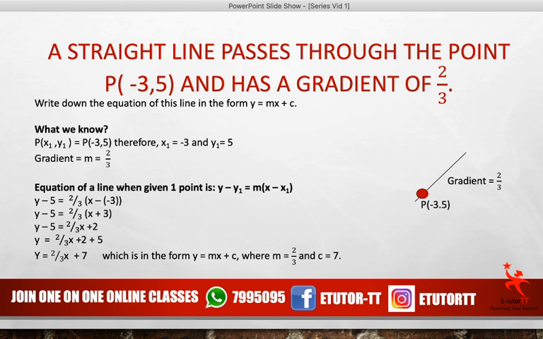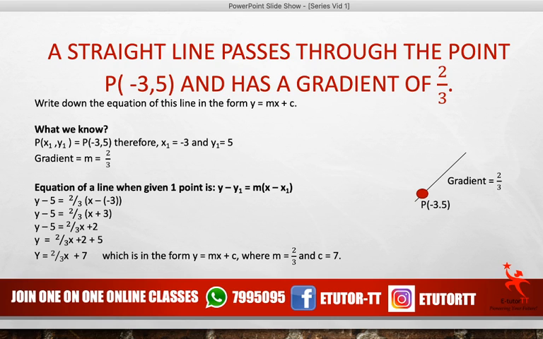So now we just replace, wherever we see y1 and x1, we replace it by the number values. So we know x1 equals negative 3 and y1 equals 5. So now the equation reads y minus 5 equals 2/3 times x minus negative 3. Now we know that a minus times a minus is a plus. So it becomes y minus 5 equals 2/3 times x plus 3.